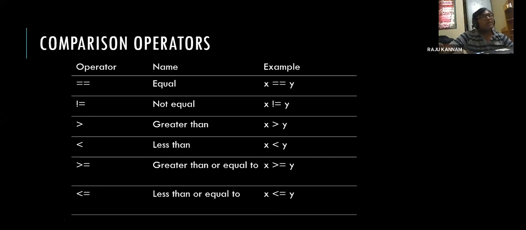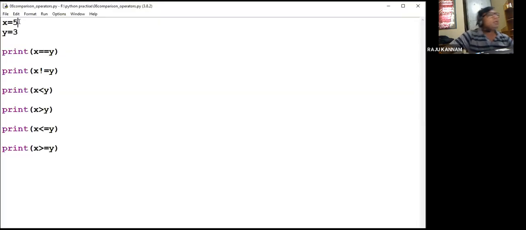When the specified condition is satisfied, it will give true. If the specified condition is not satisfied, it will return false. That's all. So that is what we are going to see in our program. Here I have taken the x value as 5 and the y value as 3.